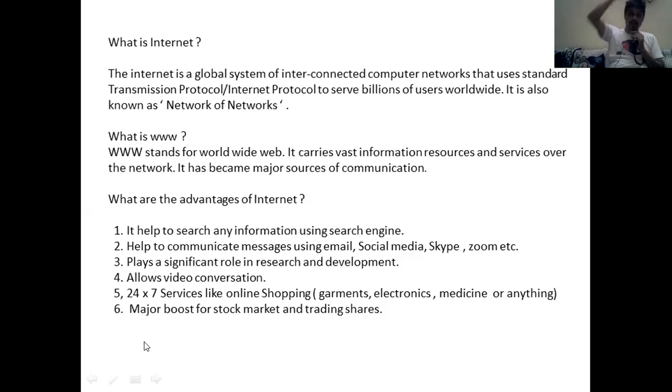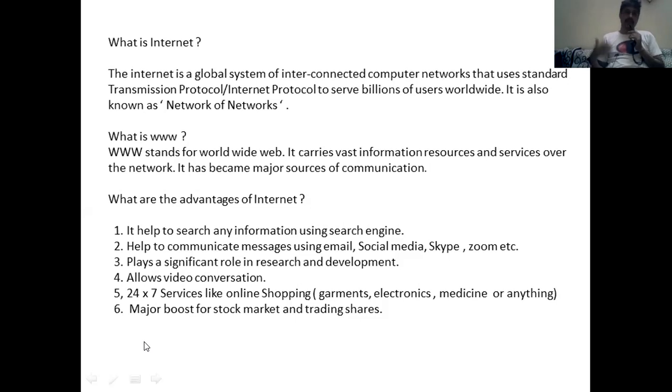It also allows video conversation, which is very important. When you look at Zoom, Skype, and Google Meet, they all help you to converse with each other. Nowadays, everybody is very much acquainted with all this, because we are doing different kinds of teaching methodology using different webinars, and webinars are nothing but video conversations. You understand that.